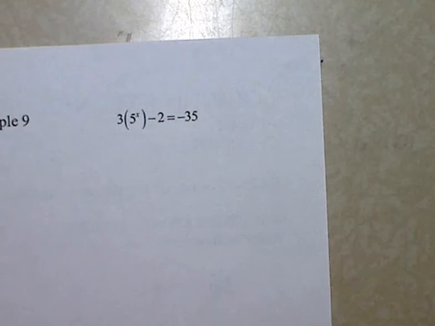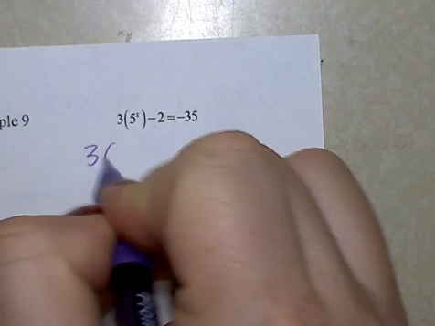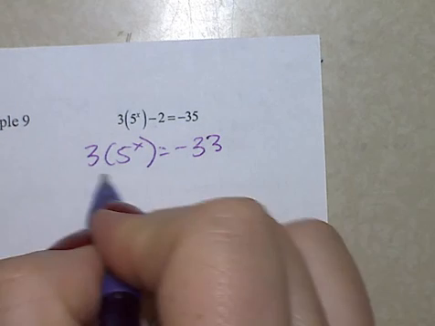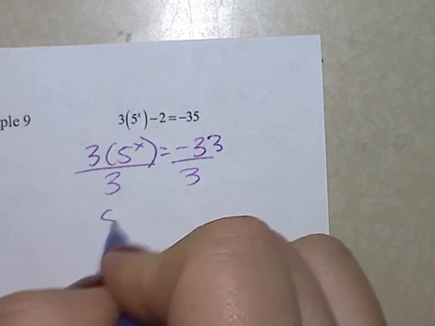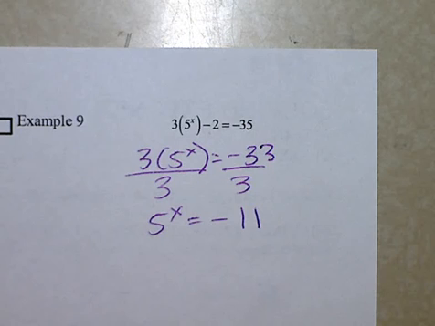Example number 9. I'm going to start by adding 2 to the opposite side. Then dividing by 3. And now you can stop. Put your pencil or pen down. Turn to your partner. Don't tell me, but with your partner, I want you to say, what is this answer? 15 seconds, go.